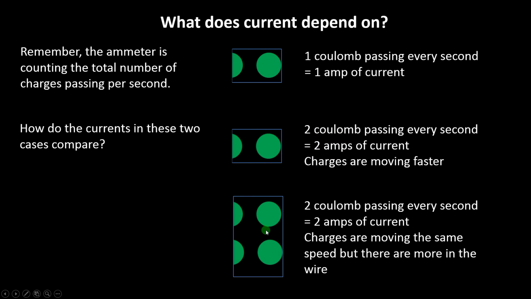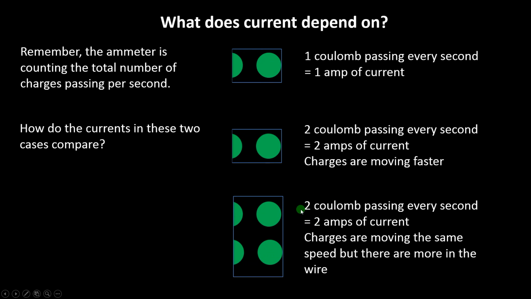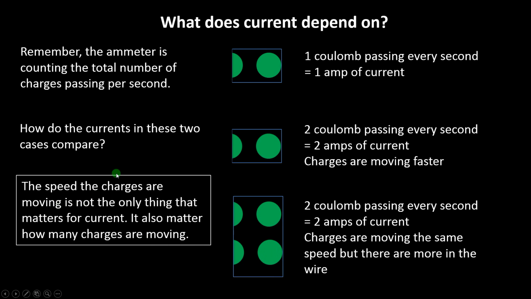In this bottom one, which is the last time now, the charges here are moving the same speed as in the top box here, but because there's just more of them passing, then again we get more current, because the ammeter is just counting the number of coulombs passing per second. So it is true to say that the speed the charges are moving at affects the current, but it's not the only thing that matters, right? How many charges are moving could also affect it.